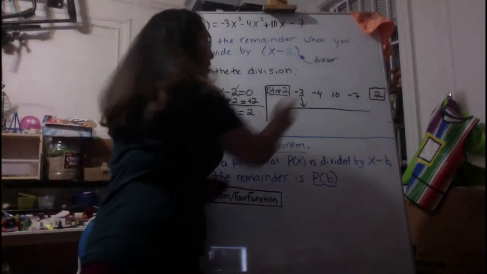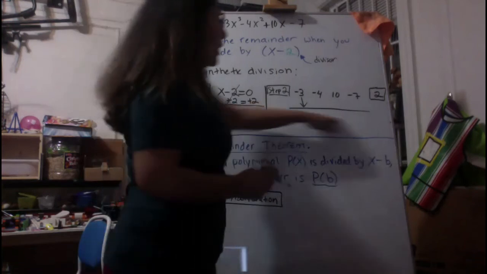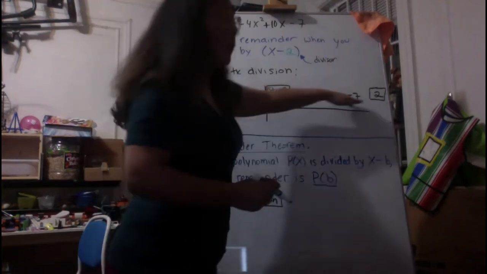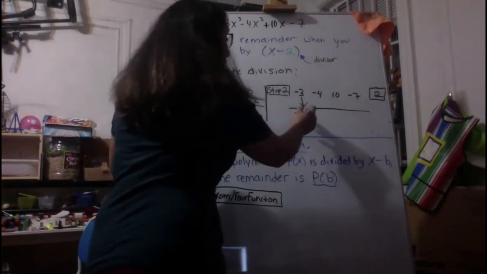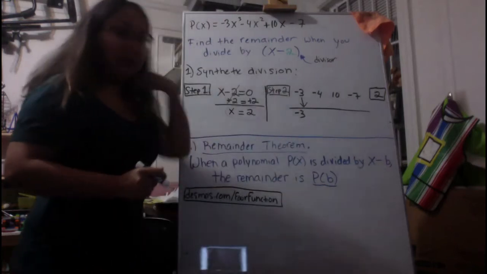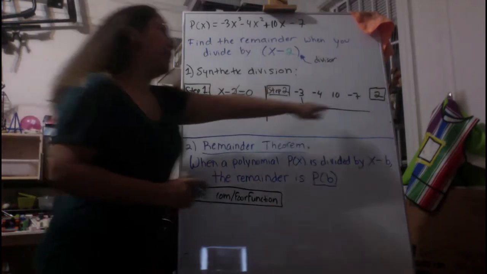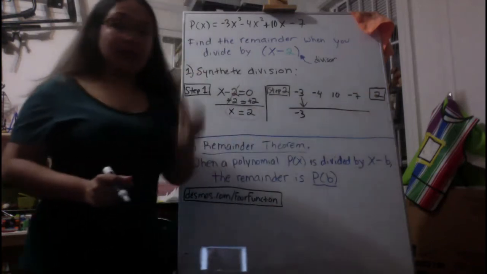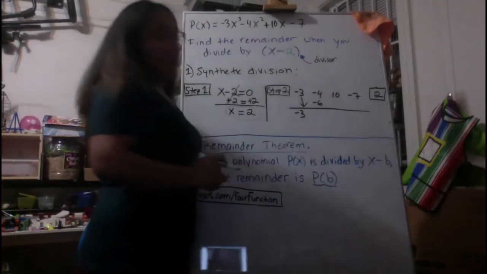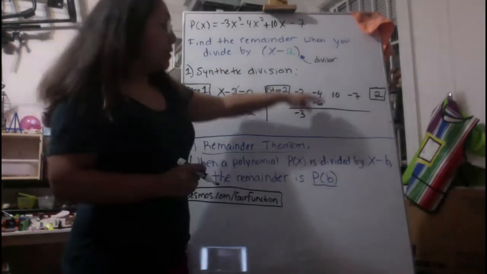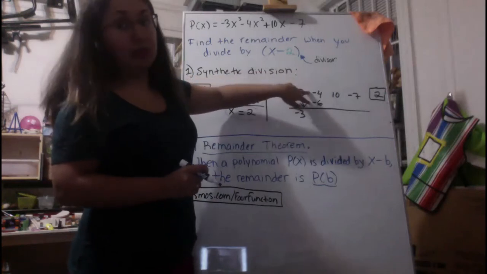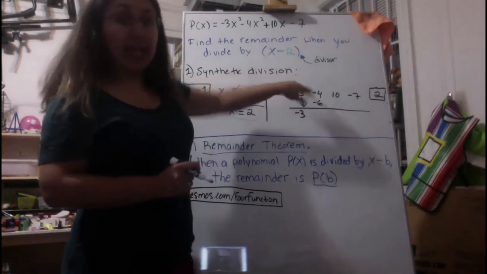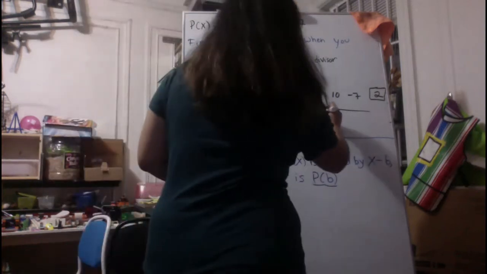The first number comes down. I draw a line, and I leave room for one line of numbers. The very first number, you don't do anything to it. It just comes down. And then you multiply that number by the number in the box. So that's negative 3 times 2, which is negative 6. You put it right above the line, and you then combine like terms. You do so by adding those two numbers. Negative 4 plus negative 6 is negative 10.